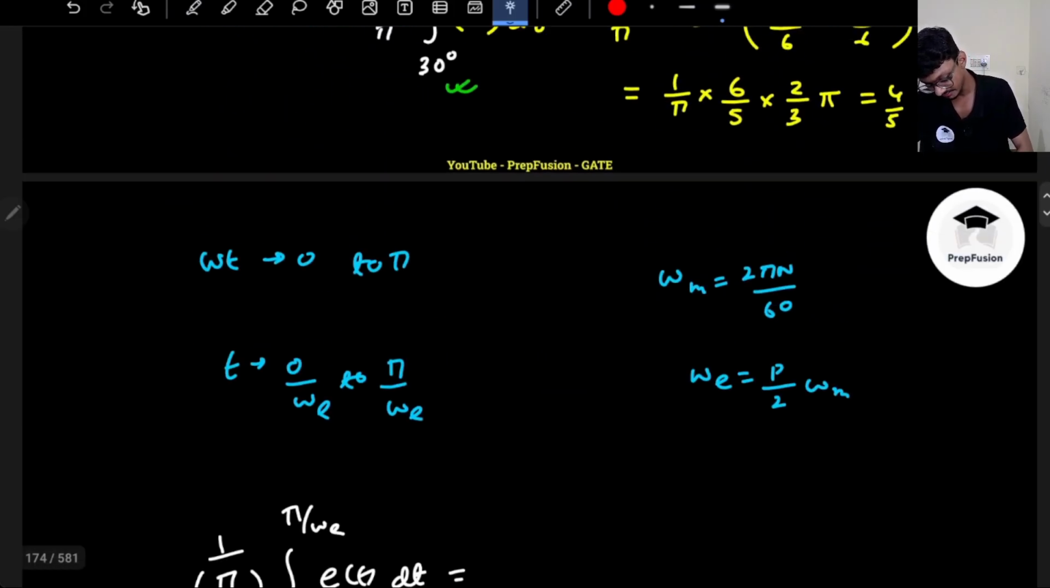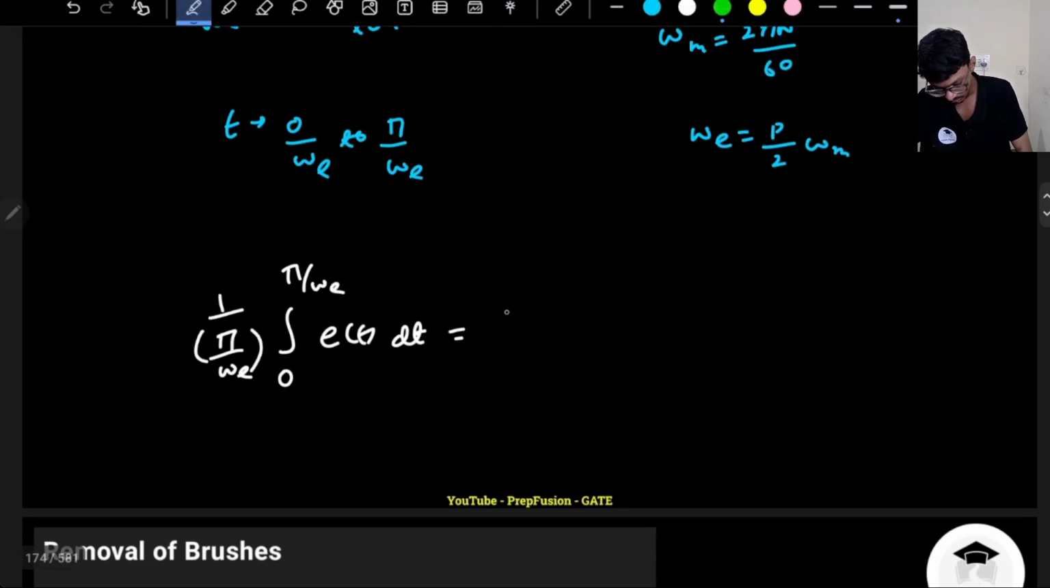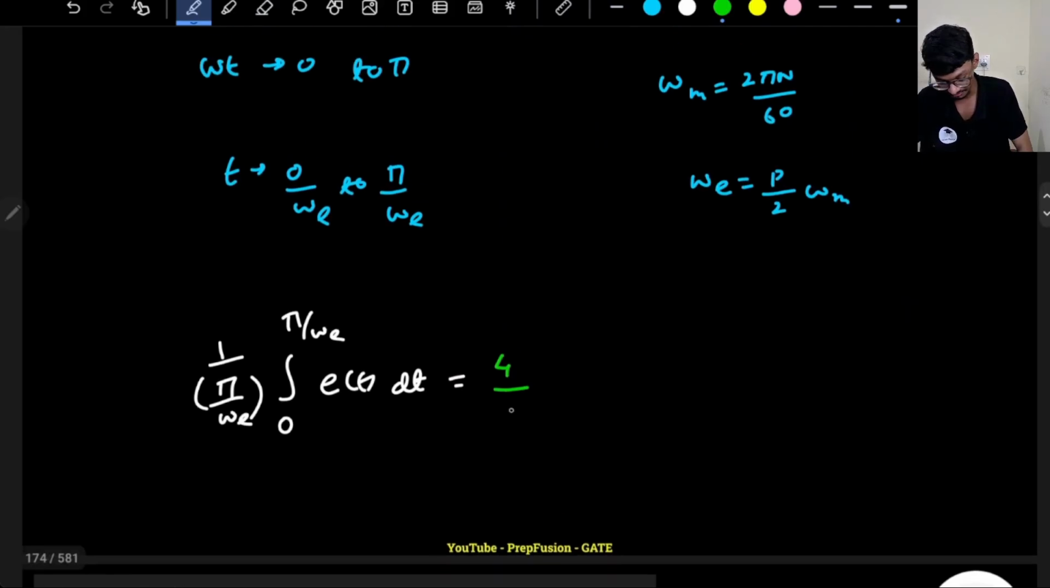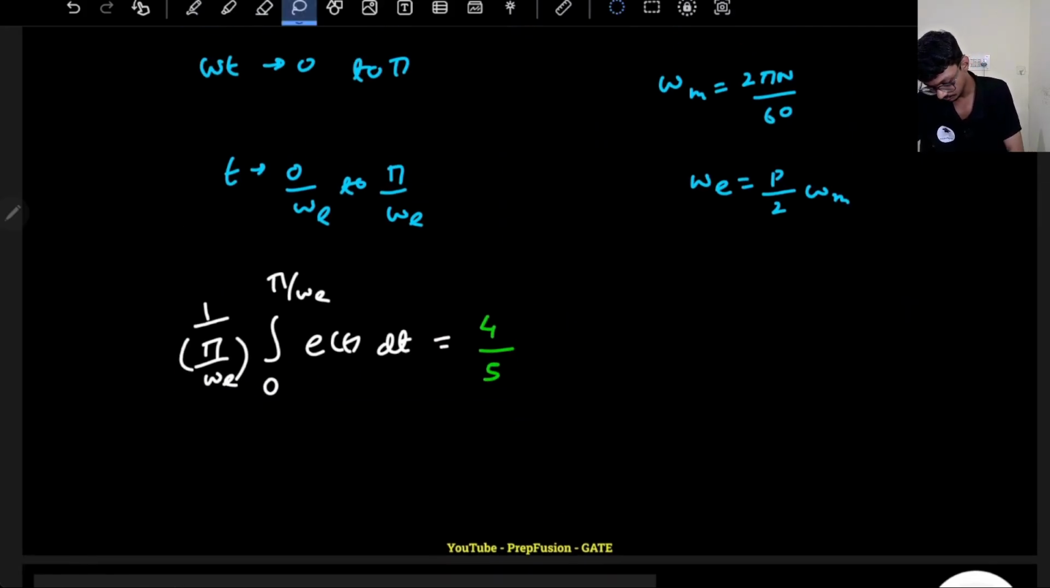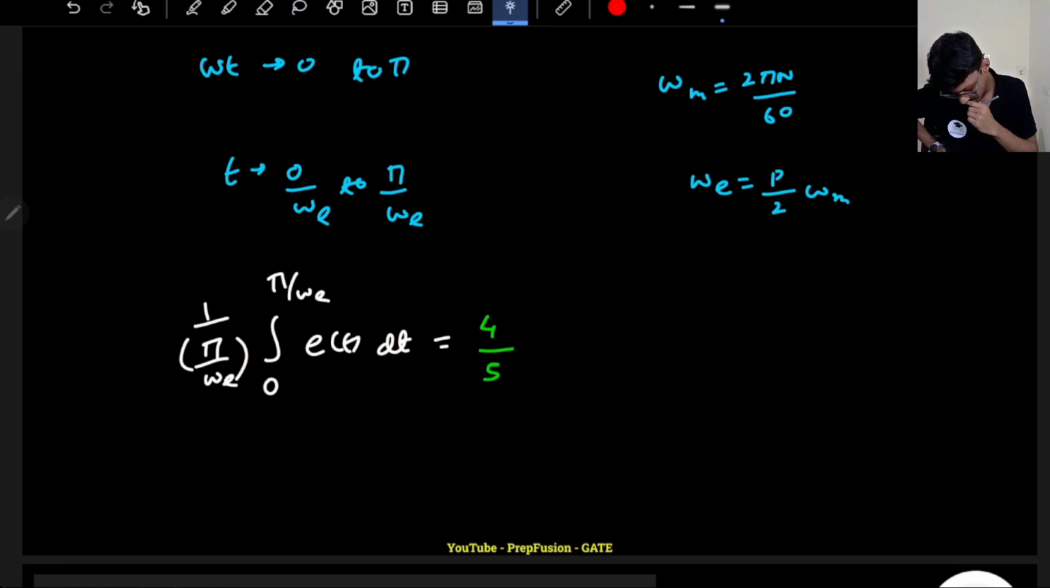So the right hand side value, whatever I have calculated, is correct, 4 by 5. Okay, this is correct, right? That's why this question is very difficult, and this can be asked one day if they want to frame a very difficult question. So 4 by 5. Okay, and here, what will happen? Now I can directly compute the average. So this value is basically the EC average.